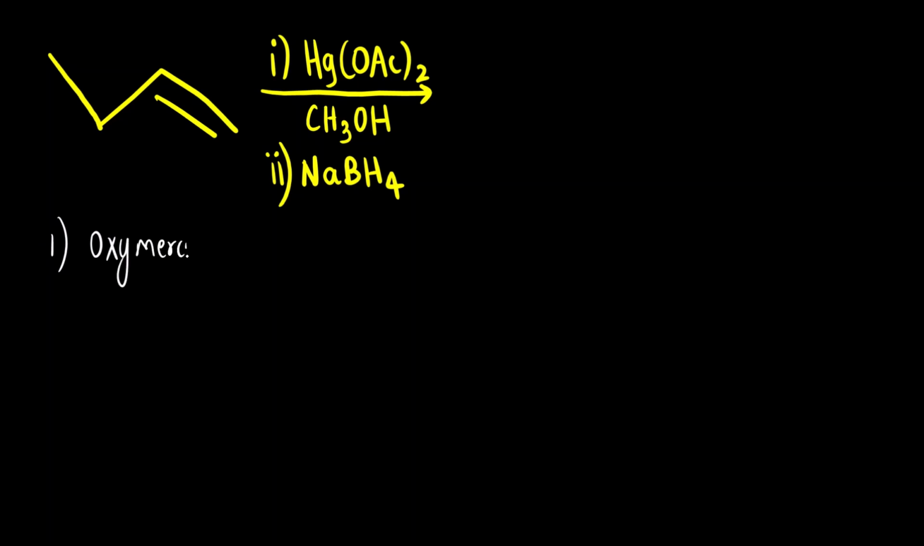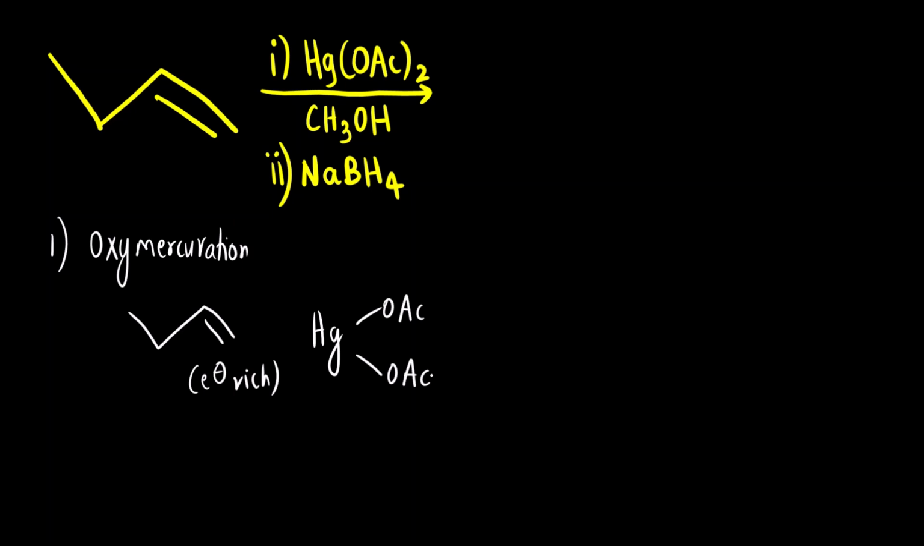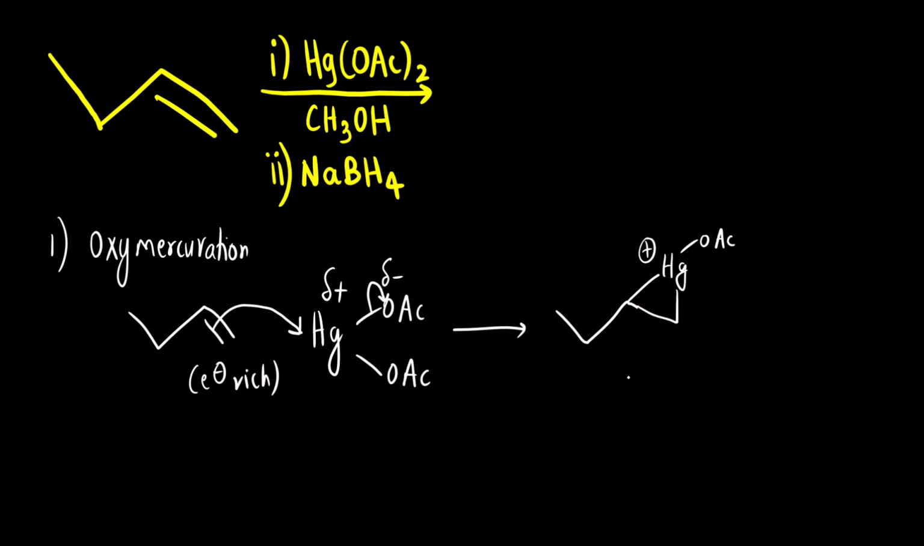So what happens in oxymercuration reaction? There is this alkene pi bond, so it is electron rich. So it will react with HgOAc. This is more electronegative, this is less electronegative. So this will attack here. One OAc, that is acetate group, will be going away as a good leaving group. So what we will get is a 3-membered intermediate, just like we get in bromination reaction of alkene. So this is a 3-membered ring that is formed.